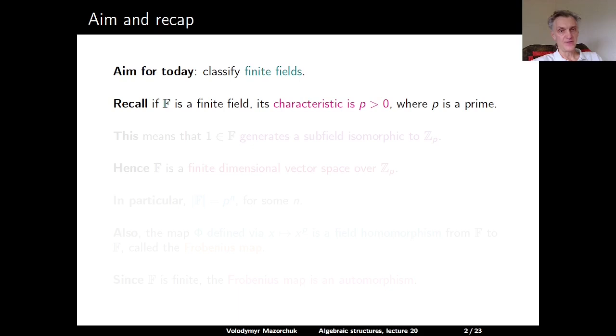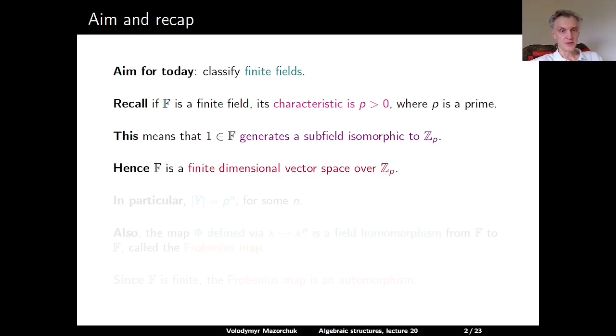Recall that if F is a finite field, then the characteristic of F must be a prime number, so a prime which is greater than 0. This means that the identity element 1 in F generates a subfield of F which is isomorphic to the elementary field Z sub p.